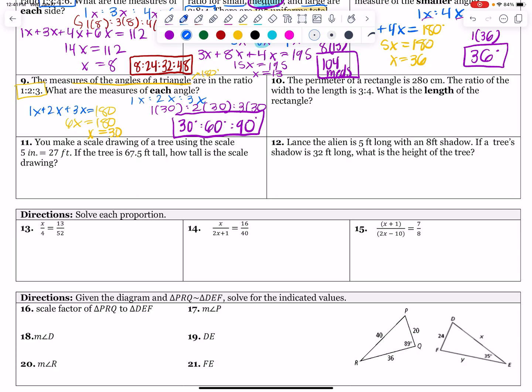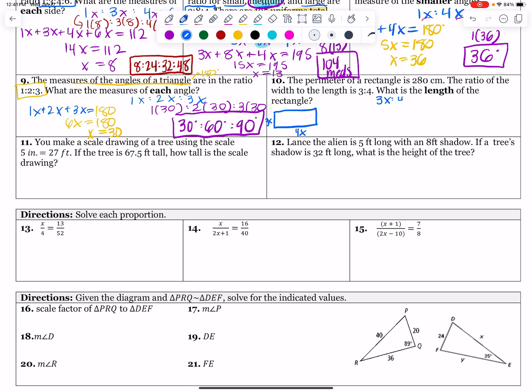All right, number 10 is a little bit tricky. Number 10 is one that a lot of people missed when we first tried this on the assignment because it talks about the perimeter of a rectangle. And we know that a rectangle, just to give you a visual, has 4 sides. And it says that the ratio of the width to the length is 3 to 4. So that's going to put 3x to 4x.